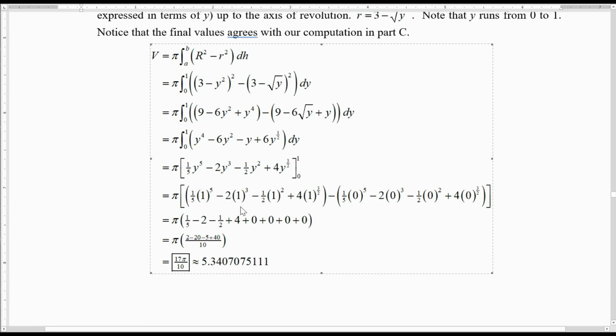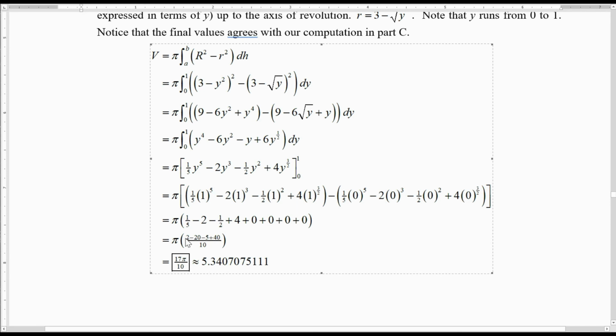Now we have to do this evaluation, which is parentheses minus parentheses inside the bracket, because at the end we need to find this first, then multiply by pi. To get the first parentheses, we plug in 1 in place of all the y's and put that there. And the second one, we plug in 0. Once again, all the zeros go to 0. 1 to any power is 1, so we just get the coefficients 1/5 minus 2 minus 1/2 plus 4. And we get a common denominator of 10. Multiply top and bottom by 2 here to get a 2 in the numerator. Multiply top and bottom by 10 to get negative 20 over 10. Multiply top and bottom by 5 to get negative 5 over 10. Multiply top and bottom by 10 to get 40 over 10.